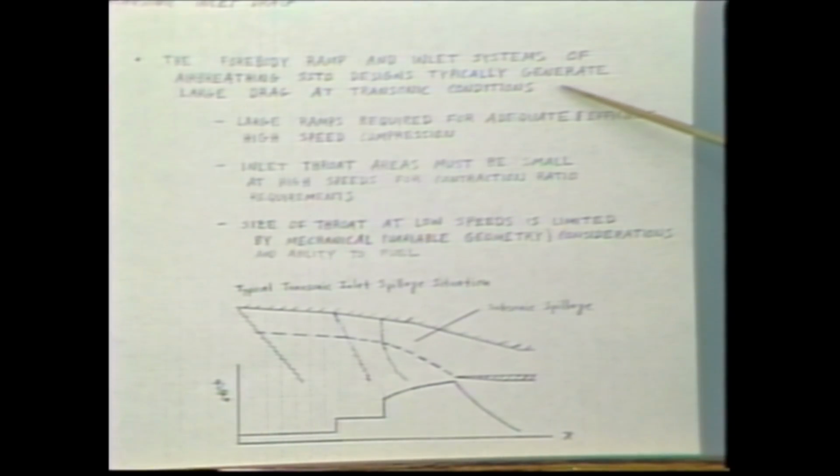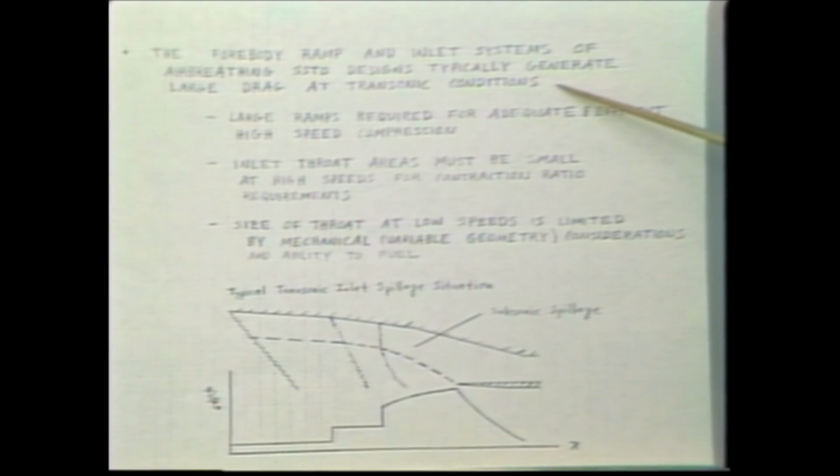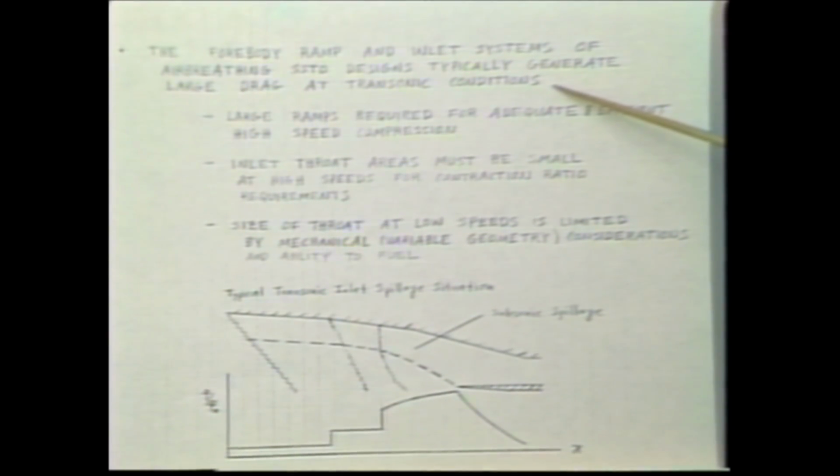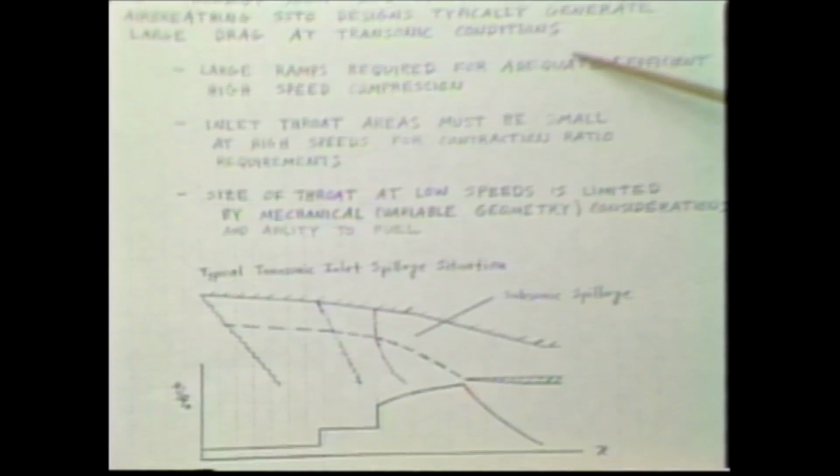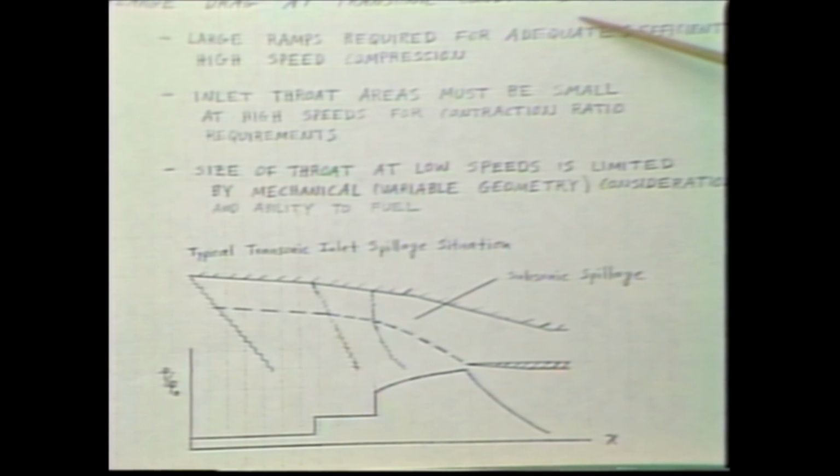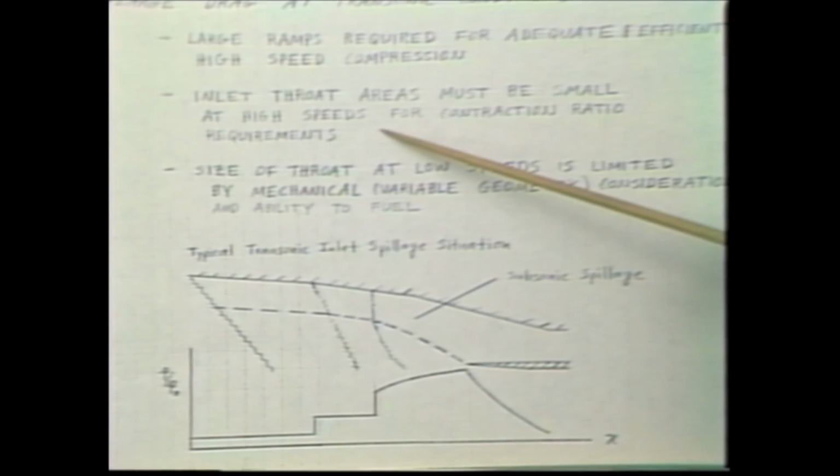Okay, transonic inlet drag. I already mentioned that the ramp and inlet systems typically generate large drag at transonic conditions. They're there to provide high efficiency to the engines at high speeds. Therefore, the ramps are large, they're fairly steep angles. Another point is that at high speeds, the inlet throats must be small. I mentioned that earlier. Contraction ratio has to be sufficiently large to reduce the Mach number and increase the pressure of the gas.